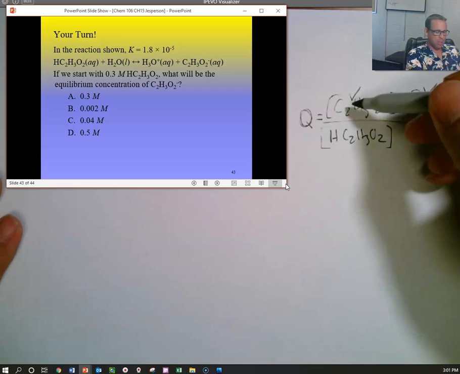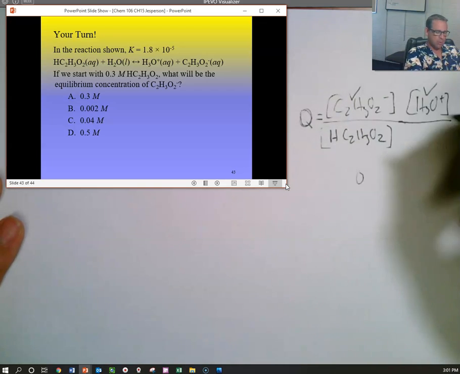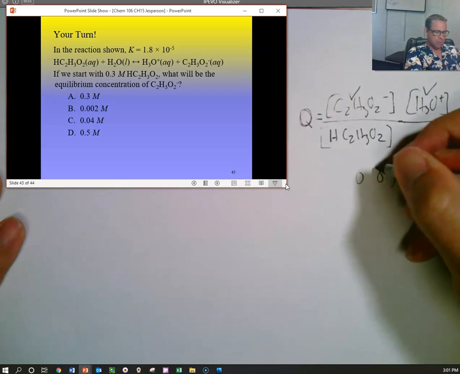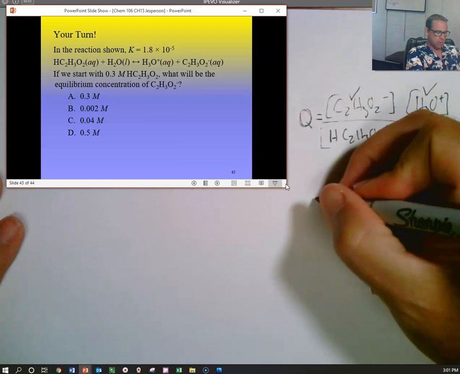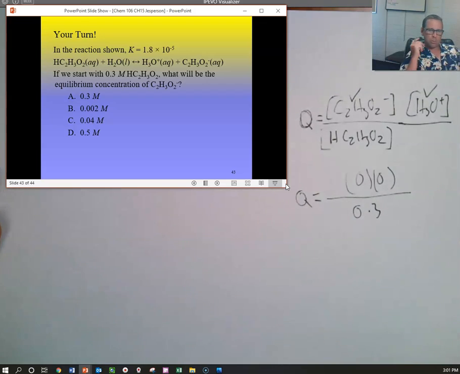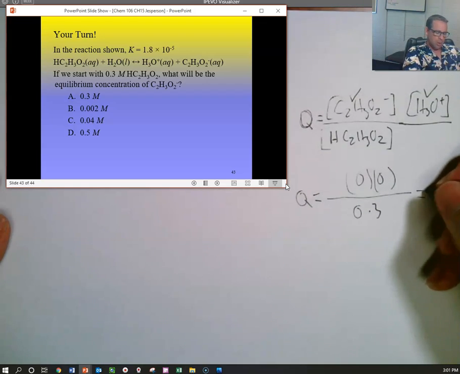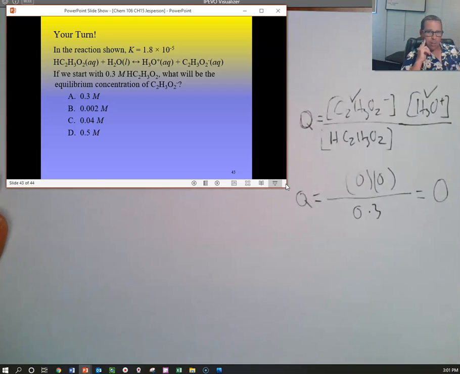It doesn't have to be hard. We could just say, okay, the concentration of this stuff is 0, concentration of this stuff is 0, concentration of the stuff on the bottom is 0.3, and then we could solve for Q, right? That would be just 0, right? Yeah. So then what would that mean? Why do we do that initially? What are we trying to do?